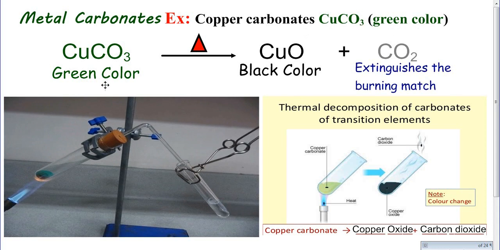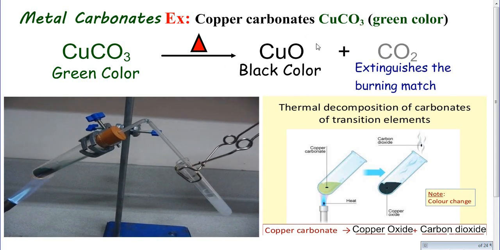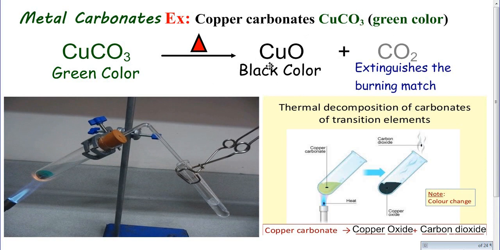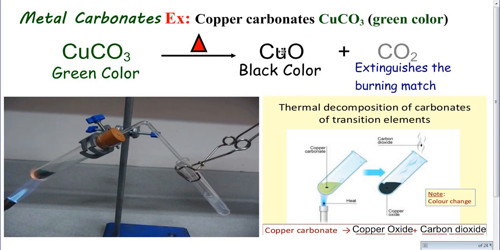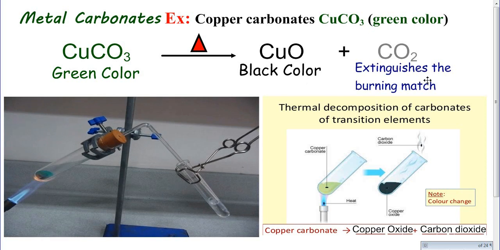Green color of copper carbonate, by effect of heat, changes into black like this. Black color, and the black color represents what? Excellent, it represents CuO or copper oxide. And carbon dioxide evolves, which extinguishes the burning match.